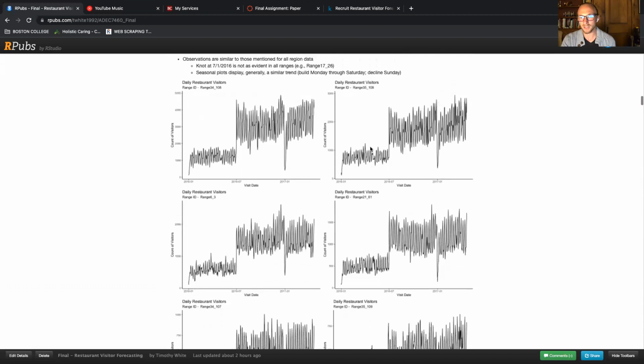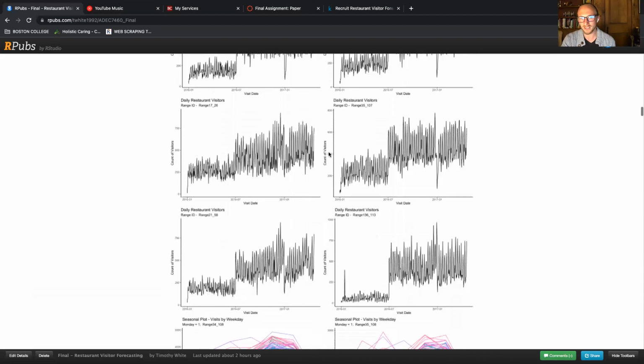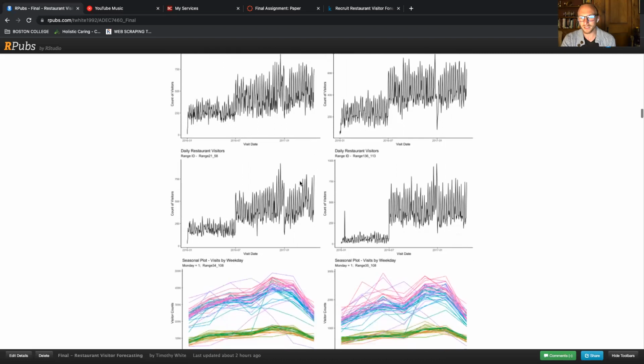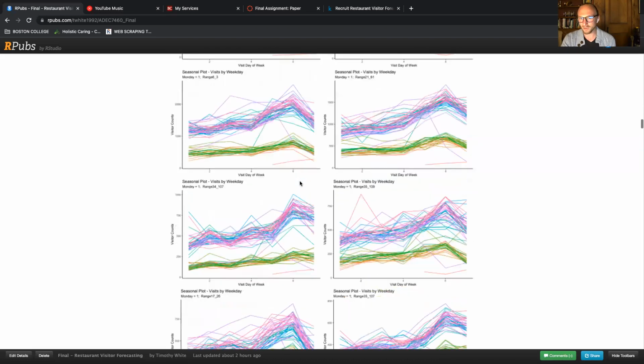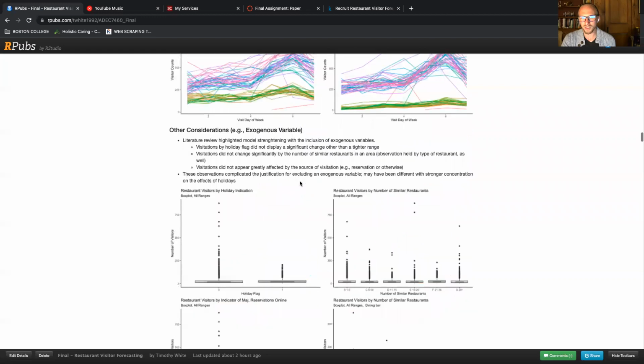So in the top 10 ranges, these visual plots are roughly the same. I mean, this one, not quite the same, but it definitely seems as of July 2016, there's a pretty level shift in how the seasonality variability grows. Seasonal plots look pretty similar, so I won't touch too much on those.